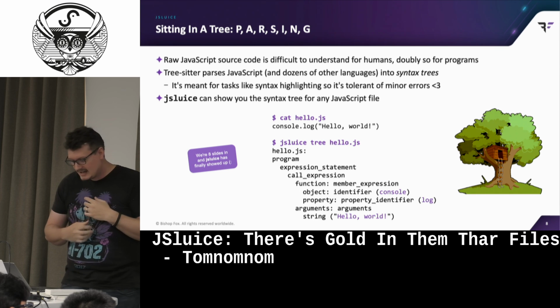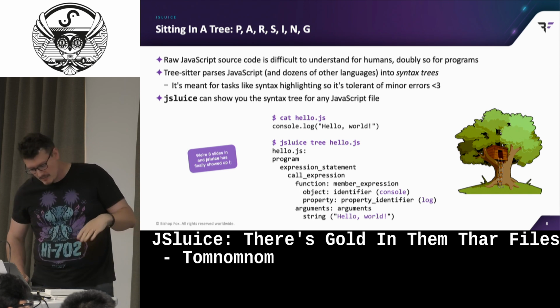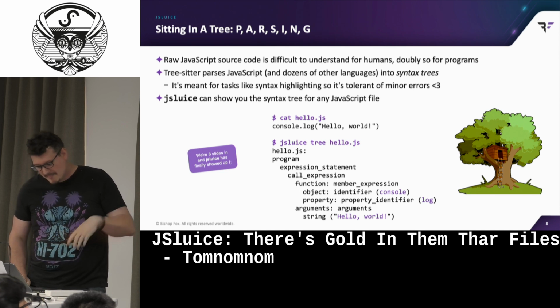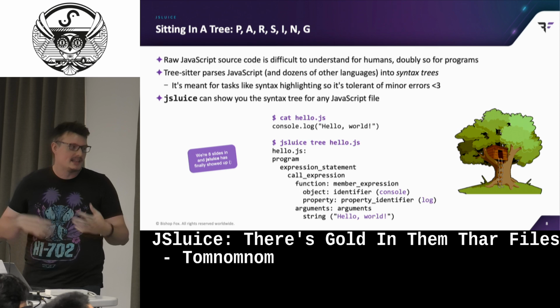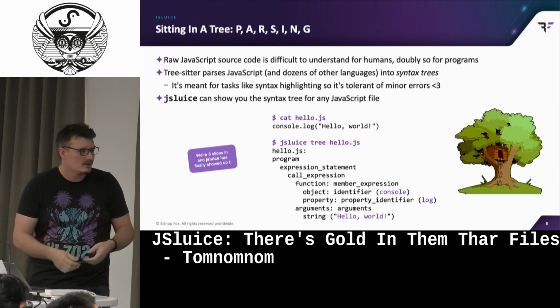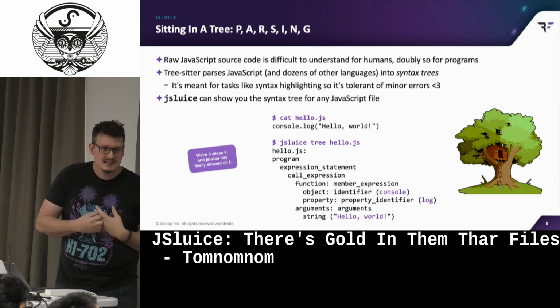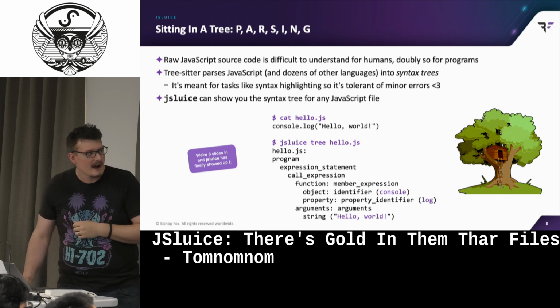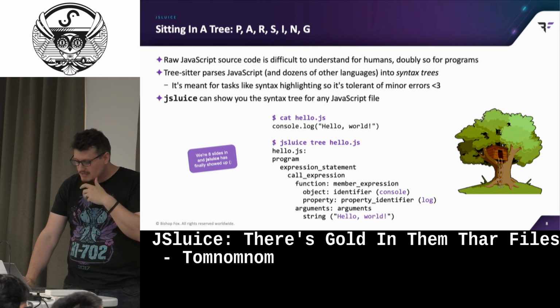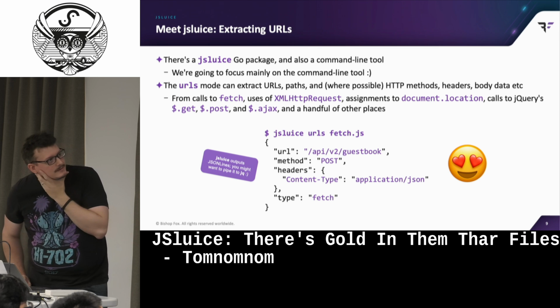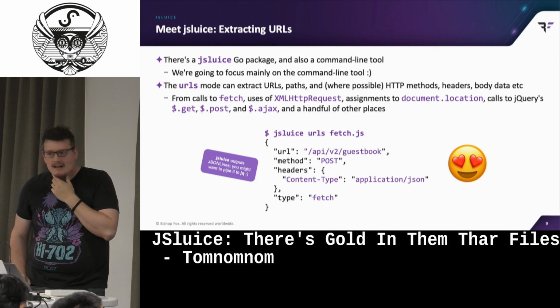So we can see there's a call expression, and on one side of it we have a member expression with the identifier console and the property identifier log, and then there's arguments, which is a string, hello world. We have type information for these things, and that means we can write code that deals with code much more easily. So the main thing I wrote this tool for was to extract URLs.